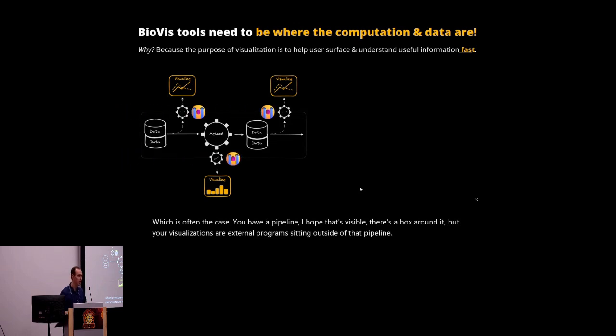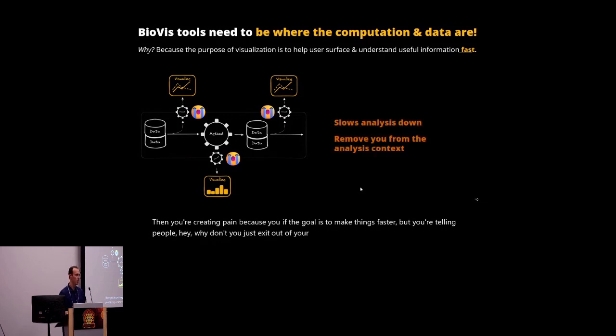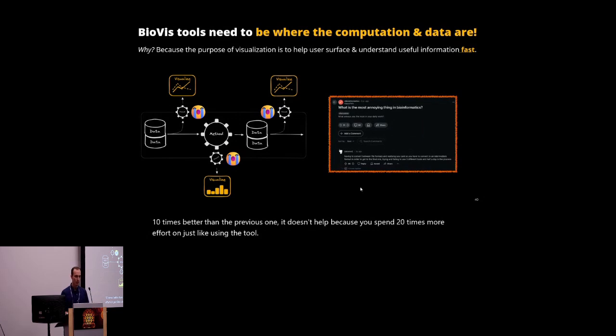Then you're creating pain. Because if the goal is to make things faster, but you're telling people, hey, why don't you just exit out of your context and open up a new program and maybe reformat the data 20 times and then reformat it again to import it. Well, even if your visualization is then, I don't know, 10 times better than the previous one, it doesn't help because you spend 20 times more effort on just using the tool. And there's this unspoken truth that bioinformatics is, I don't know what the percentage is, but it's primarily just reformatting data.